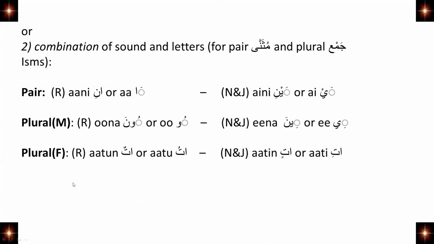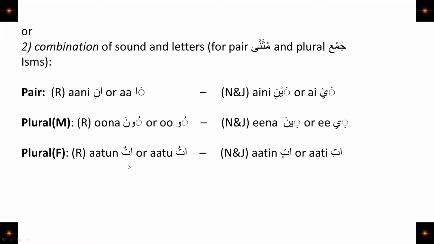Finally, the last one is plural feminine. In the rafa status, it will be atun at the end, or atu, atun or atu. So anytime you see an ism ending with atu or atun, then it is a plural feminine word in rafa status. In rafa status, that means it might either be the doer, or it will be the subject, or it can be any ism in rafa status. If the same ism is in nasb status, the ending will be atin. So instead of atun, it becomes atin, or ati if it is light.